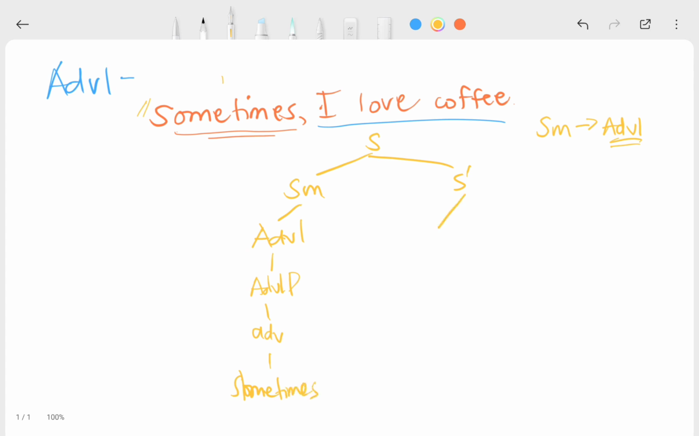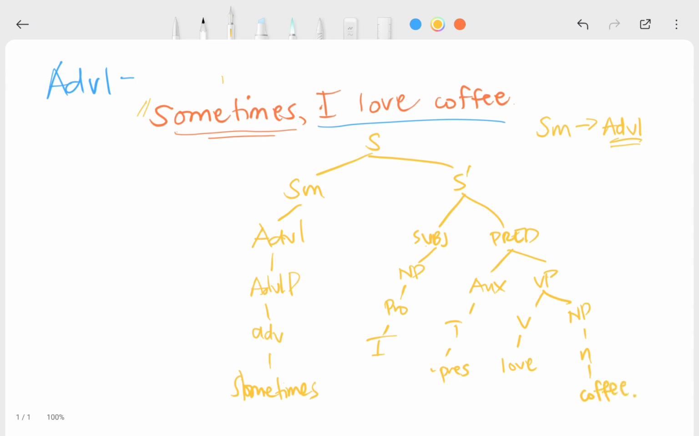Okay, then I just have to clear the subject and the predicate. Okay, so subject, NP, pronoun, I. Then the predicate, auxiliary, tense, present. Then the verb. For the verb phrase itself, the V, it's love. Then we will have the NP and coffee.